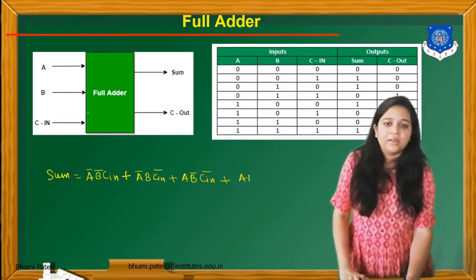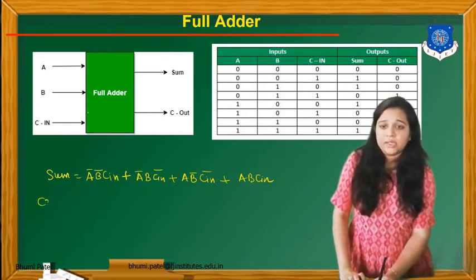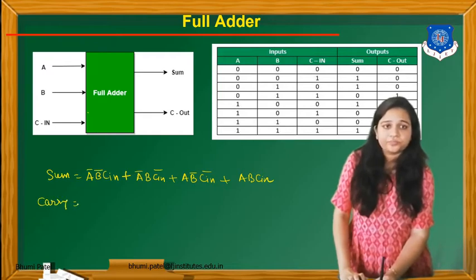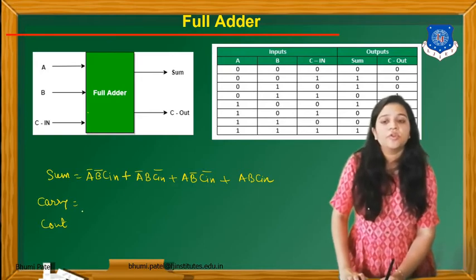So we can write here A, B, C in. Okay, so this is the equation for the sum. Now the next equation is for the carry, and it is known as the C out. Okay, so what is the equation of the C out?